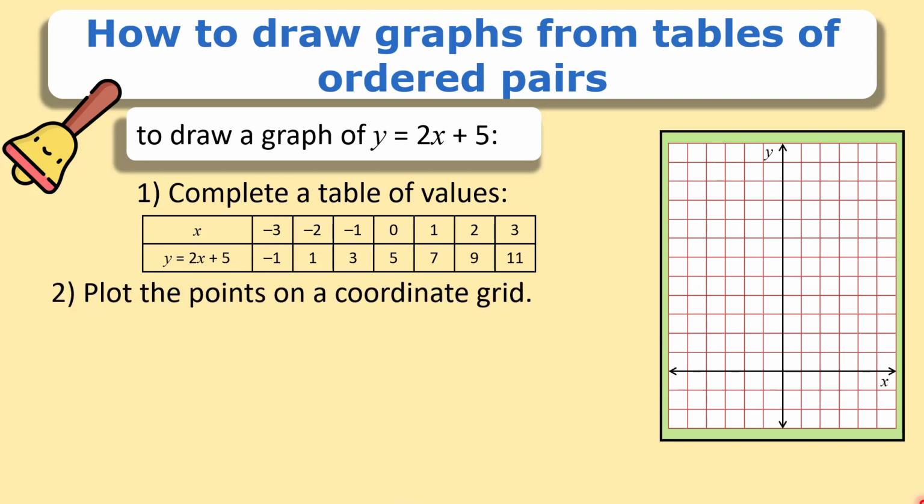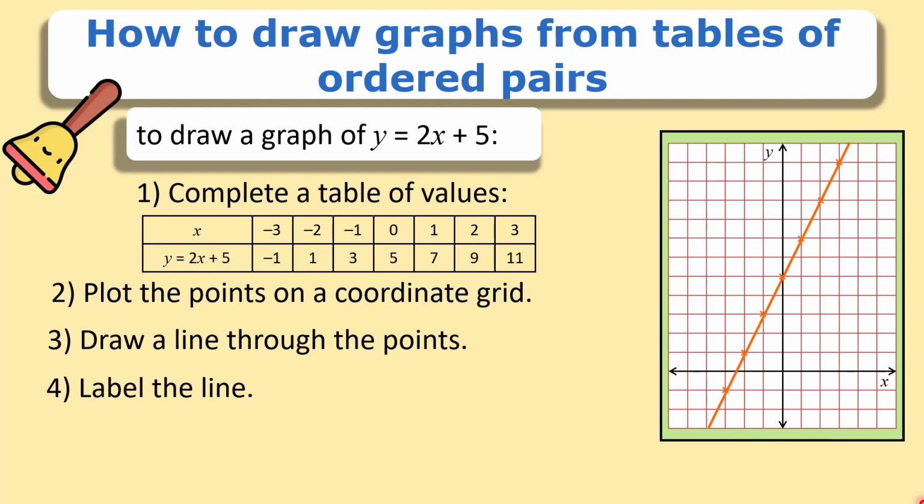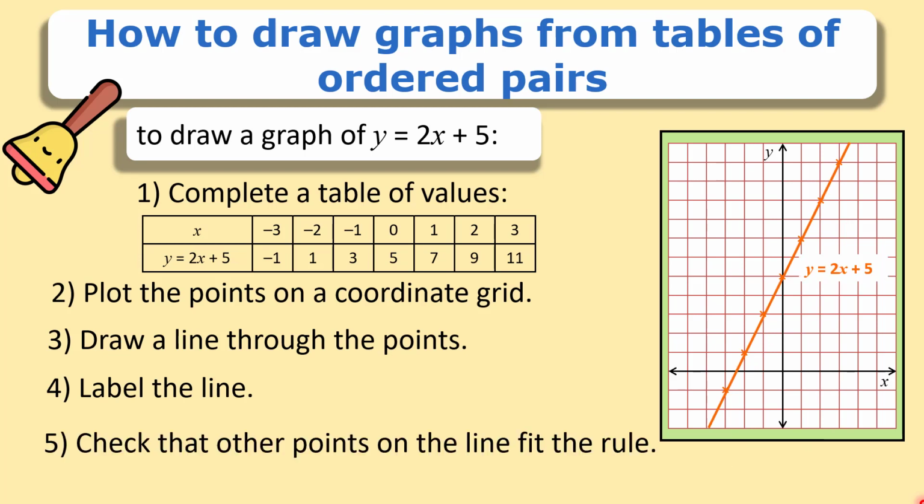We plot the points on the coordinate grid. Each point consists of 2 coordinates. We draw a line through the points and we label the line. We check that the other points on the line fit the rule.